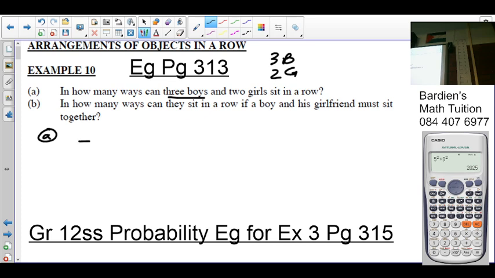So how many placings are there? 5. So it's 1, 2, 3, 4, 5. How many options do I have for the first seat? 5. Then, if one person is sitting, 4. Then 3. Then 2. Then 1, which is the same as 5 factorial, which is 120.